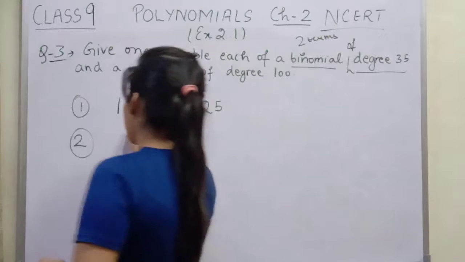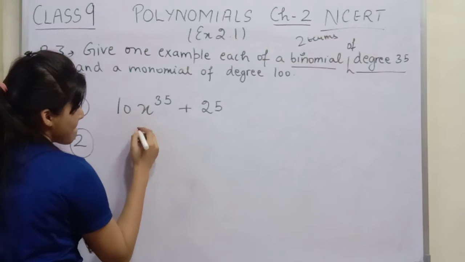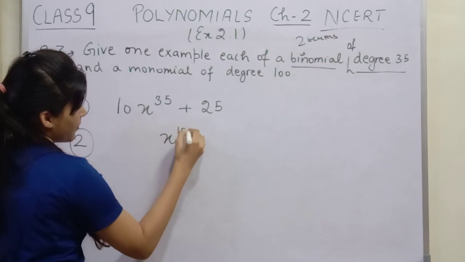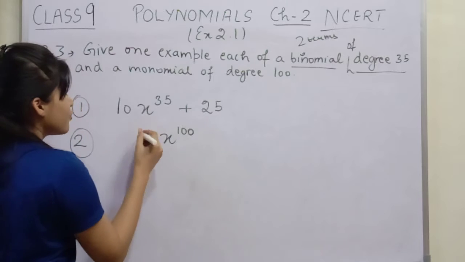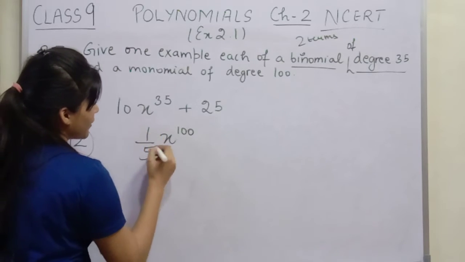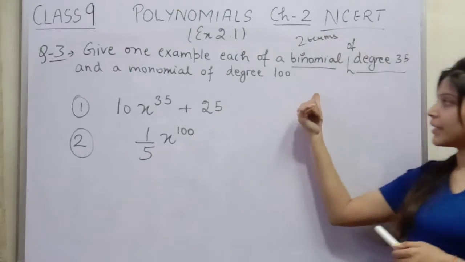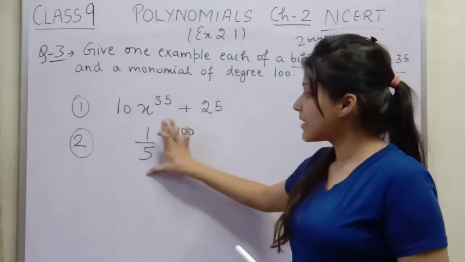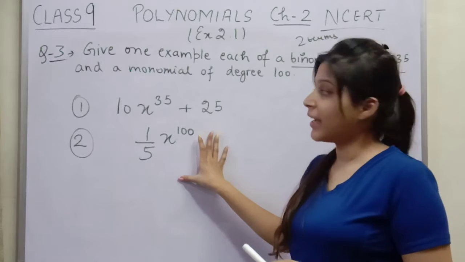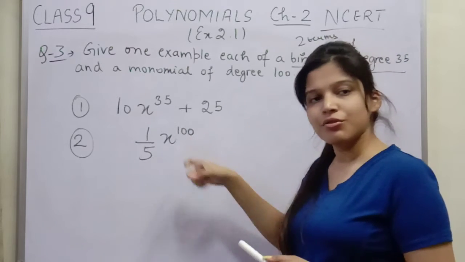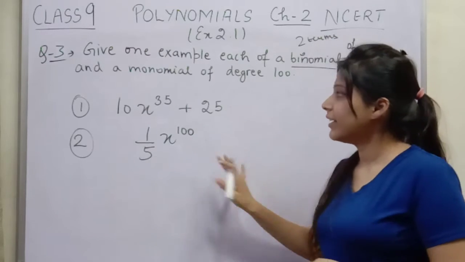And a monomial of degree 100. So we can write, yes, x raised to the power 100, but उससे पहले कुछ भी लगा दो, 1/5 लिख दो, 1/5 x raised to the power 100 हो गया a monomial of degree 100. Monomial means single term, यहाँ पे single term है and degree should be 100, so that is there.